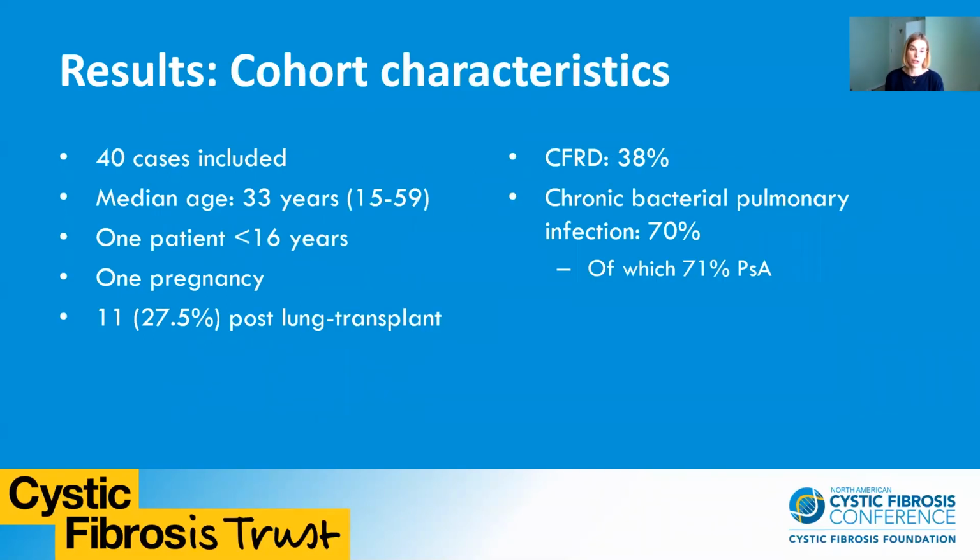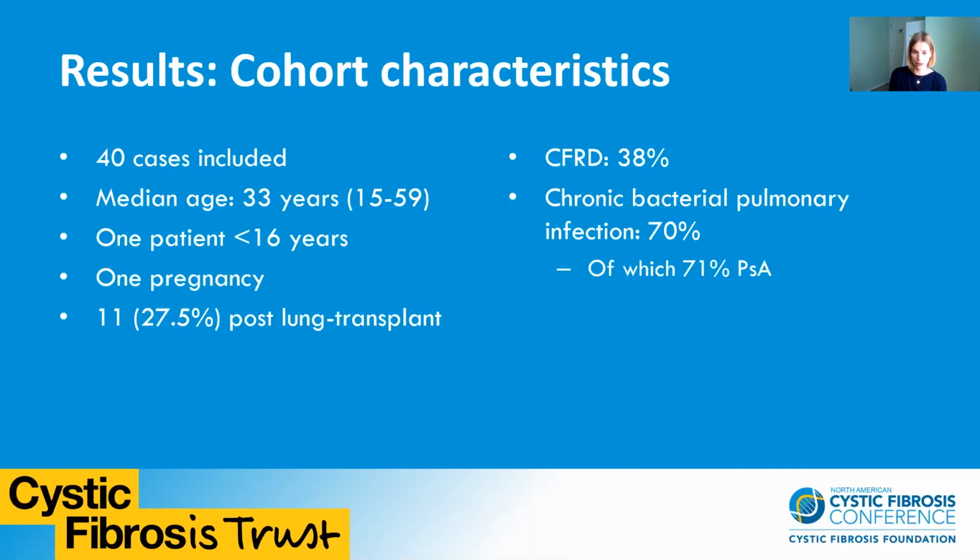And the characteristics of those 40 cases were that the median age was 33 years old, and we had only 1 patient who was less than 16 years old. 1 patient in the cohort was pregnant when they were diagnosed with COVID-19 and went on to deliver a healthy baby. And 11 of those patients were post-lung transplant. 38% were recorded as having cystic fibrosis-related diabetes, or CFRD. And 70% of patients had a chronic bacterial pulmonary infection, of which 71% were Pseudomonas aeruginosa.